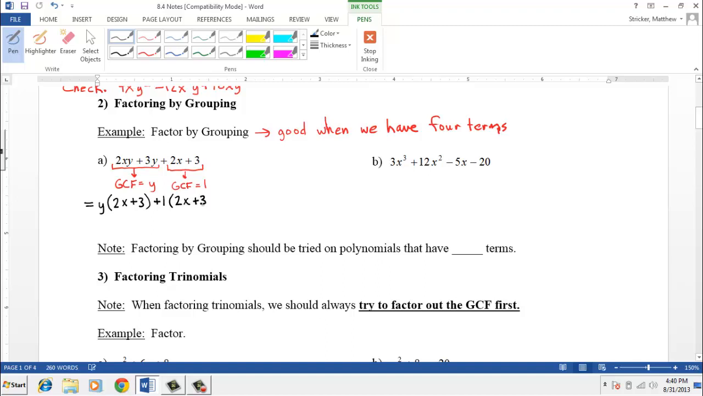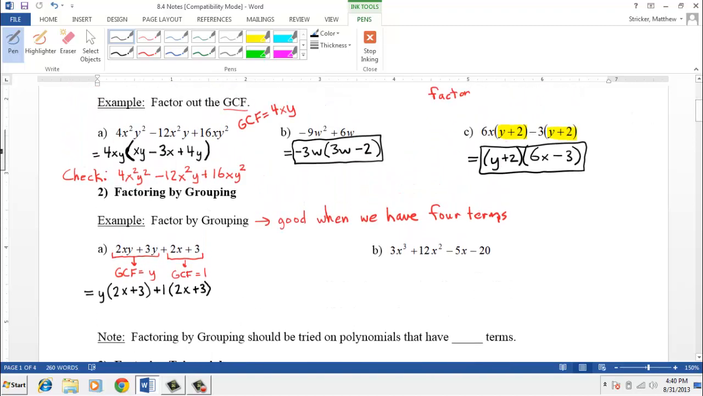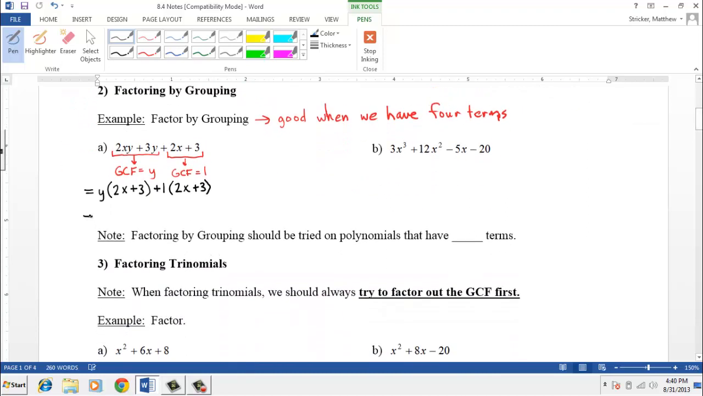And now this problem looks a whole lot like the last example we looked at, where our GCF was this y plus 2. Here we're going to factor out the GCF again, and in this case the GCF is the 2x plus 3. We can pull that out front, and what we have left is the y and the plus 1. So this is how we factor by grouping.